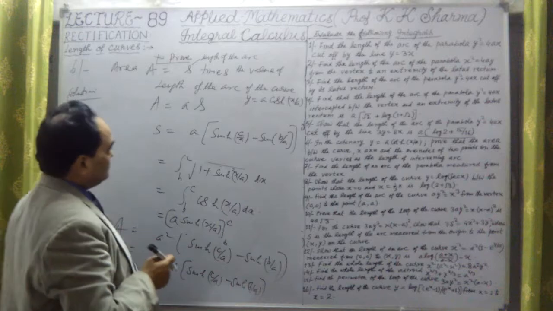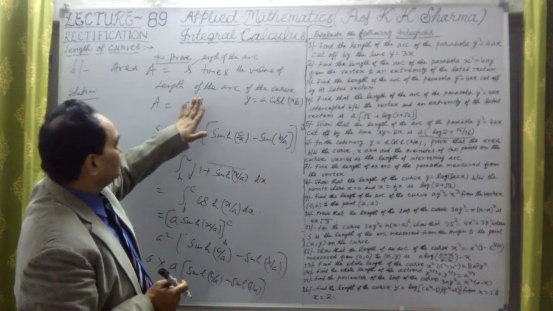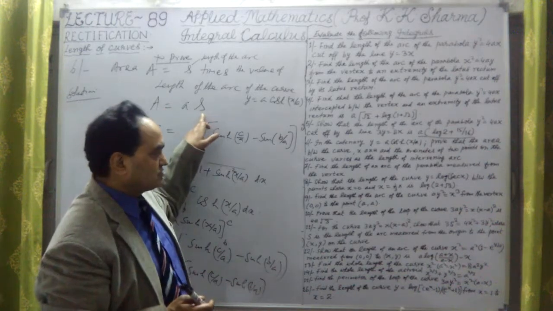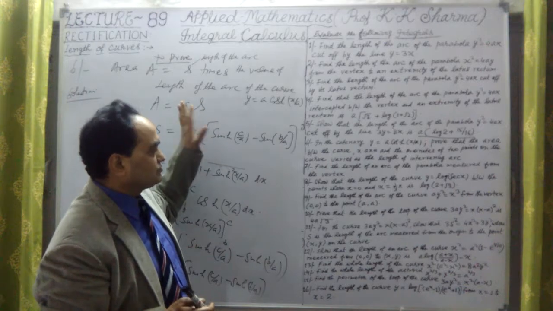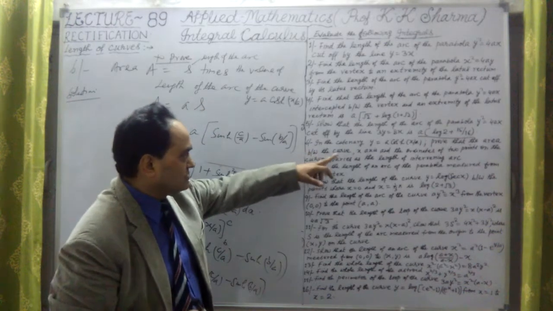Okay. This is area A into S. Therefore, area is length of the arc times A. A is constant here. So this is proved. Question 6 was in the catenary test.